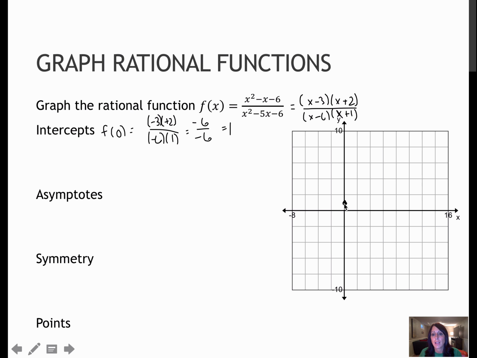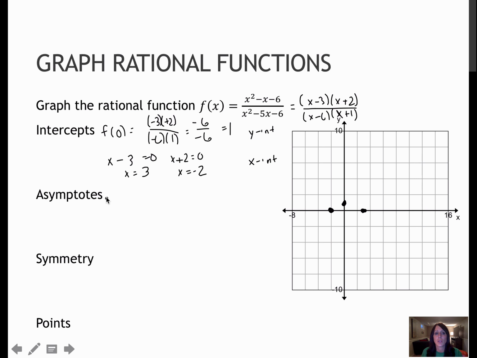Looks like that's my scale. My x-intercepts would be if the numerator is equal to 0. So I'm going to set x minus 3 equal to 0. Let's do x-intercept here. If x minus 3 equals 0, then I would get x equals 3, which, what are we even going by? It looks like by 2. And then if I set x plus 2 equal to 0, that would give me negative 2. So at negative 2. So those are my x-intercepts, and that's my y-intercept.